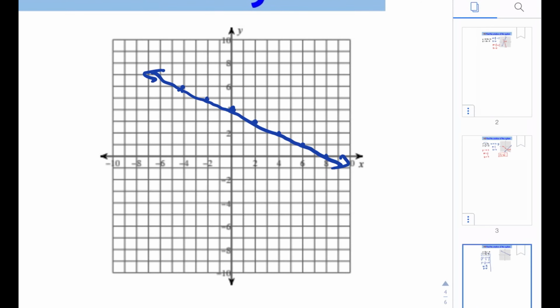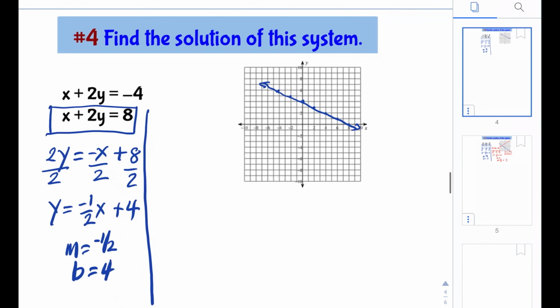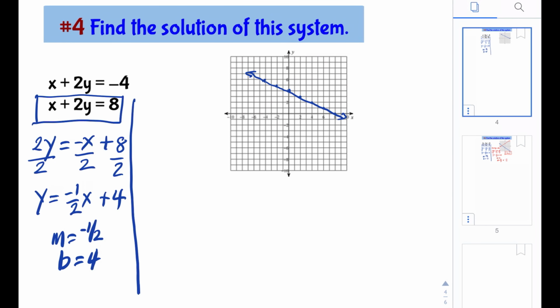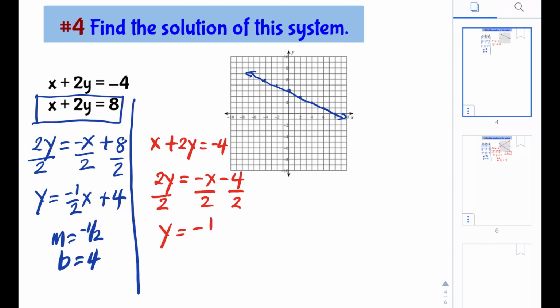Now let's look at the second equation. The second equation is x plus 2y is equal to negative 4. So also we will rewrite this in the slope-intercept form. So this is the same thing as 2y equals negative x minus 4 because I transferred x to the right, meaning minus x to both sides. Now divide both sides by 2. So we have y is equal to negative 1/2 x minus 2. And this means the slope is negative 1/2 and the y-intercept is negative 2.